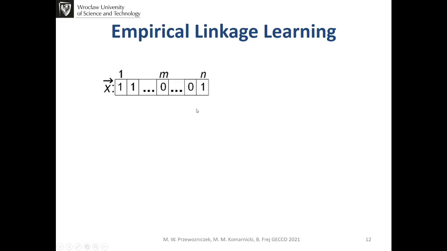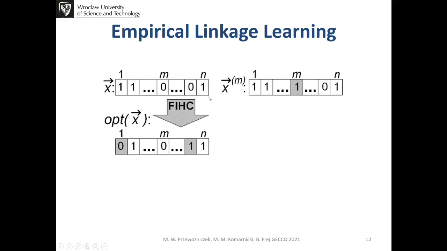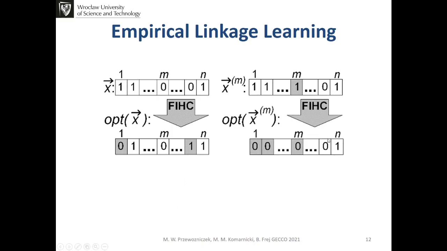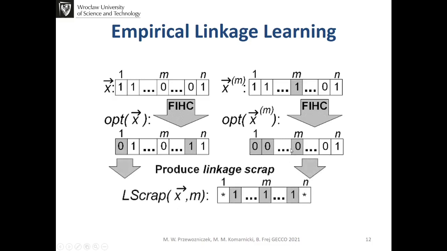We can say it's binary encoded, but this kind of idea may be applied to other search spaces as well. In this individual, we can make a small perturbation. We exchange the value of the nth gene, and we flip the gene value here. What else can we do? We can use a greedy optimization algorithm to optimize the genotype of the original individual, and we can use exactly the same algorithm to optimize the perturbed individual.